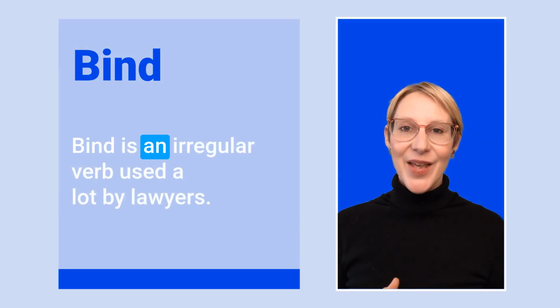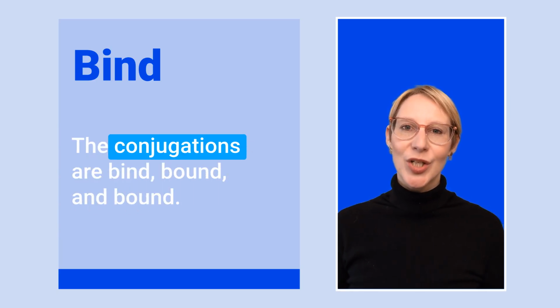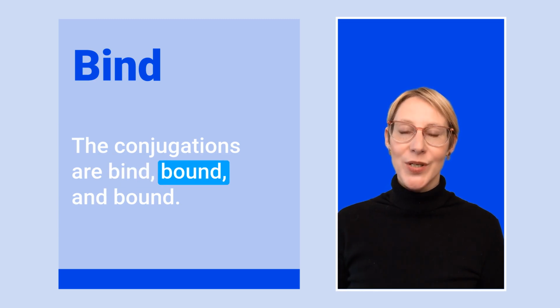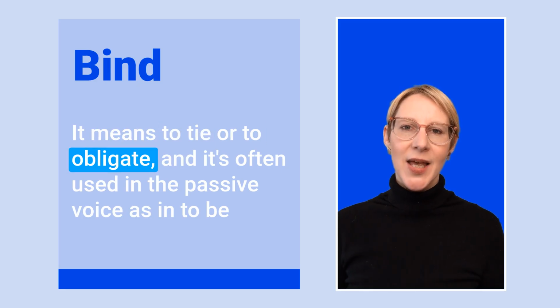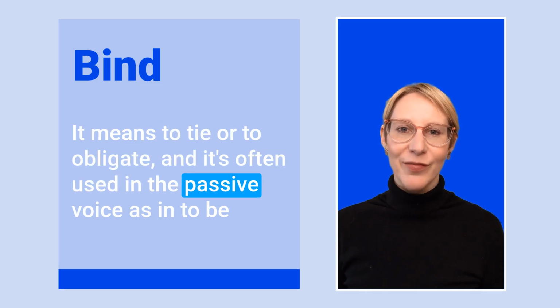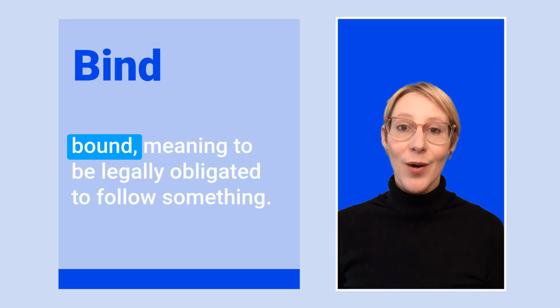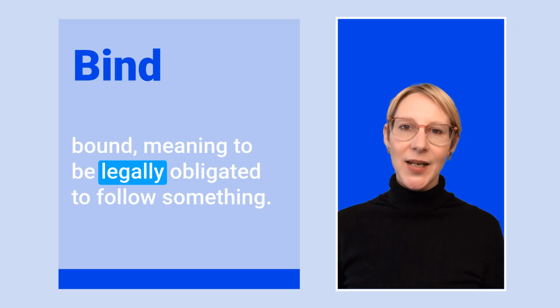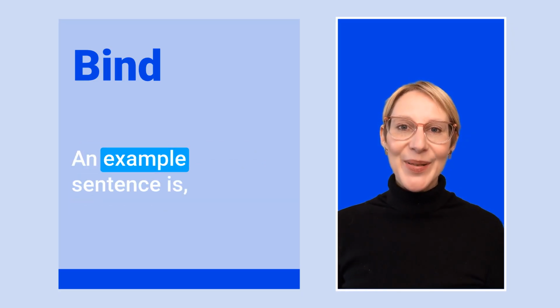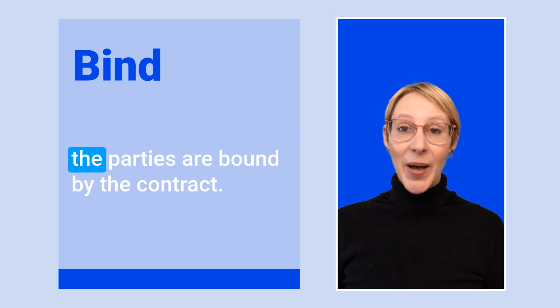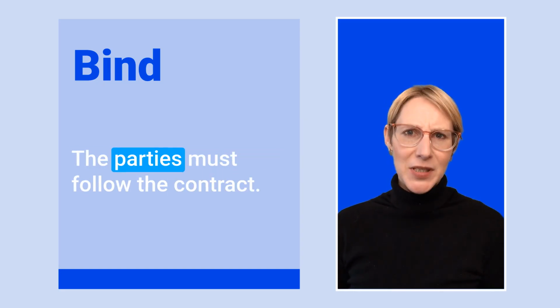Bind is an irregular verb used a lot by lawyers. The conjugations are bind, bound, and bound. It means to tie or to obligate, and it's often used in the passive voice as in to be bound, meaning to be legally obligated to follow something. An example sentence is, the parties are bound by the contract. The parties must follow the contract.